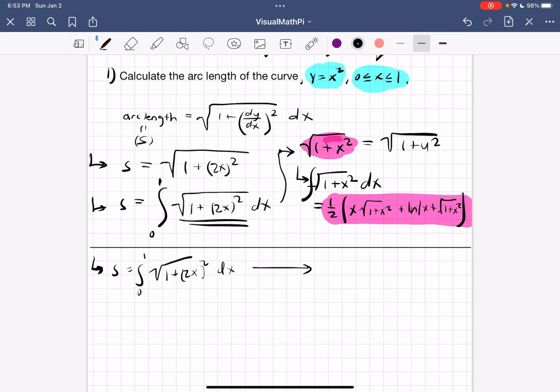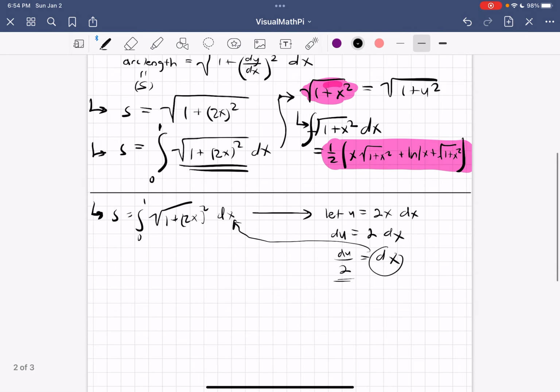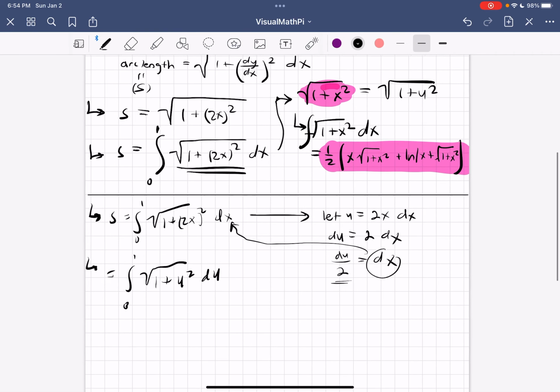And this is where we're going to do some u-substitution, and we're going to let u equal 2x. So du is going to be equal to 2 dx, and we always have to solve for dx. So du over 2 is equal to dx. And anywhere we see a dx, we're going to replace it with this part right here, the du over 2. So now we can say that the integral from 0 to 1 is equal to the square root of 1 plus u squared du divided by 2.